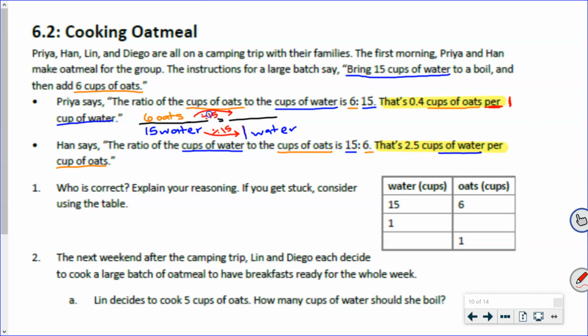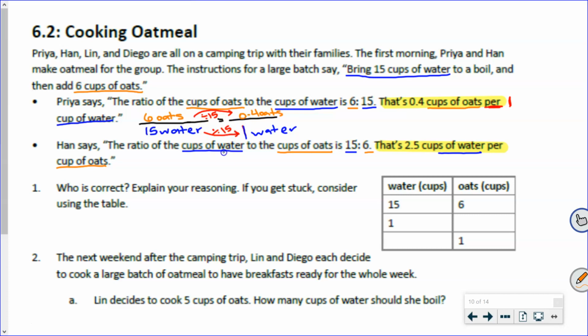We have calculators. 6 divided by 15 is equal to... We'll wait until we get those students entering it in their calculators. 6 divided by 15 is equal to... Emma, 0.4. Exactly what it says it should be. 0.4 cups of oats per 1 cup of water. 6 divided by 15 is 0.4.